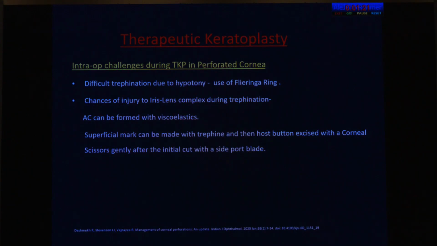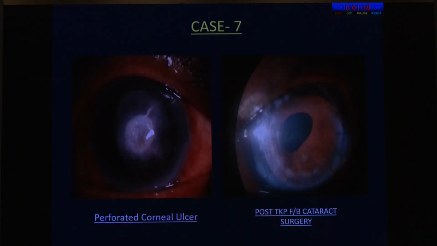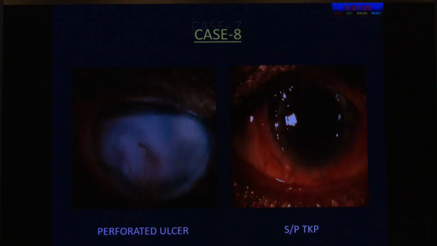So this is a patient who came to us with a central large corneal perforation, and we did a TKP for the patient. Within a few months, the patient developed a cataract as well, an intumescent cataract, so we had to perform a cataract surgery as well for the patient.